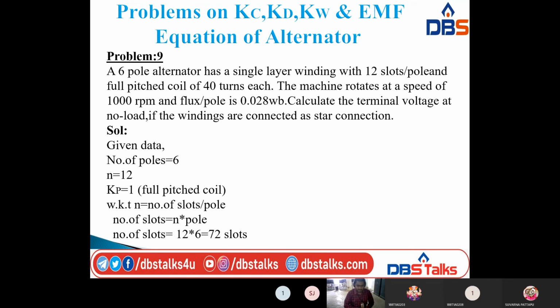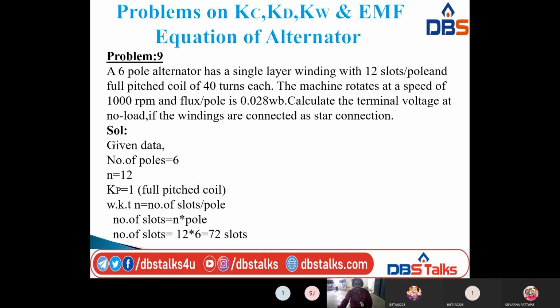They have given the number of slots per pole, that is the n value, but they didn't give the number of slots. So based on that n value we will calculate the number of slots. We know the formula n is equal to number of slots per pole. So number of slots is equal to n into poles. The value of n is 12, and they have already given the number of poles, that is 6. So number of slots is equal to 12 into 6. Totally 72 slots we have.